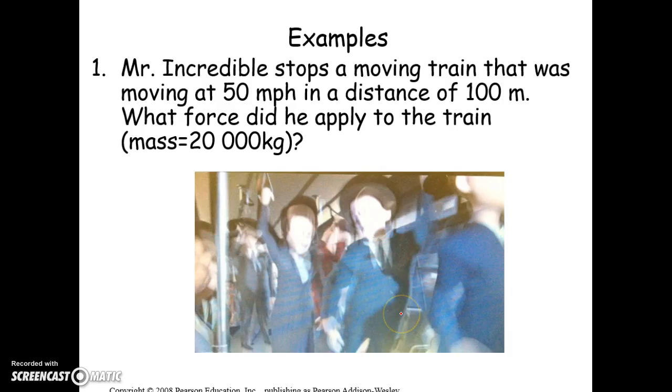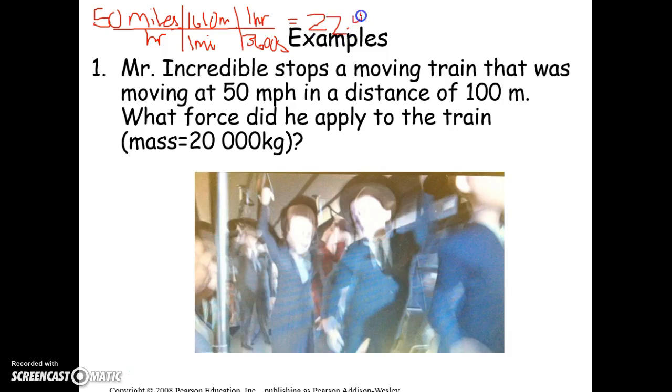Okay. And then we have an example with Mr. Incredible here. He stops a moving train that was moving at 50 miles per hour in a distance of 100 meters. What force did he apply? First thing we have to do is actually change the miles per hour to meters per second. So 1 mile, 1610 meters, and 1 hour, 3,600 seconds, gives me 22.4 meters per second.